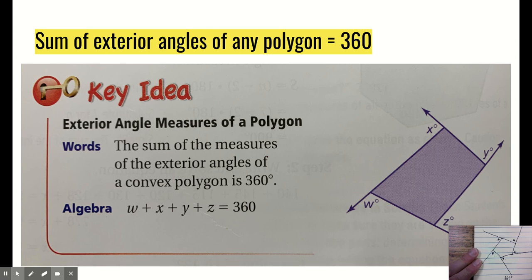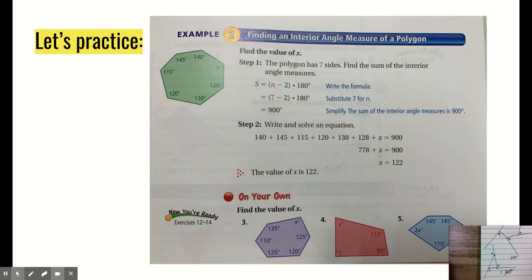Now, it doesn't matter whether it's a triangle or a pentagon. This is the cool thing. It's always going to equal 360 degrees. So if we took this and this and this, it's always going to equal 360 degrees. Okay, so the sum of the exterior angle measures for any convex polygon is always 360 degrees, which is pretty awesome.